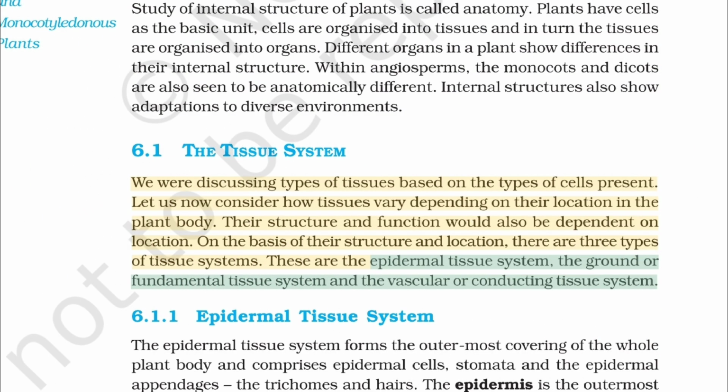6.1. The tissue system. We were discussing types of tissues based on the types of cells present. Let us now consider how tissues vary depending on their location in the plant body. Their structure and function would also be dependent on location. On the basis of their structure and location, there are three types of tissue systems. These are the epidermal tissue system, the ground or fundamental tissue system, and the vascular or conducting tissue system.